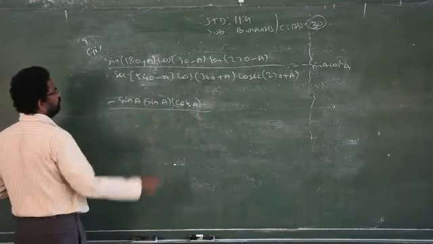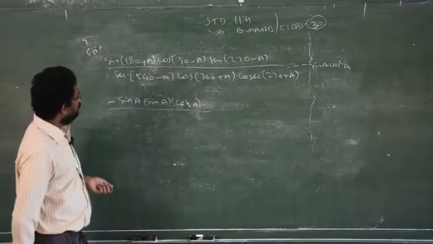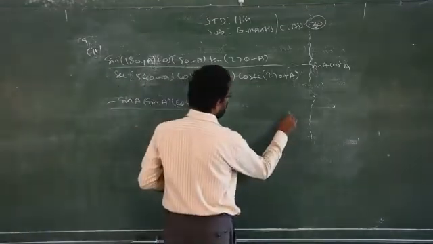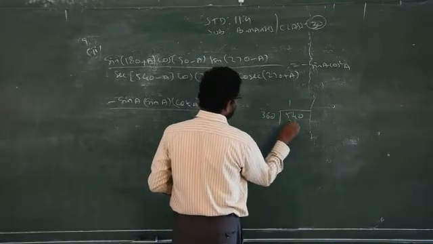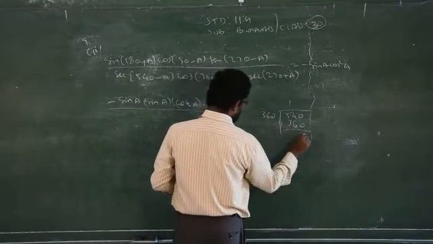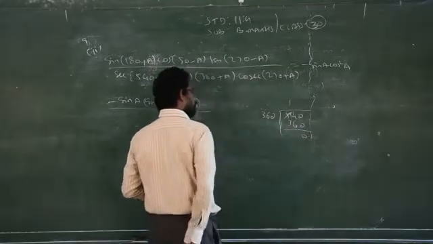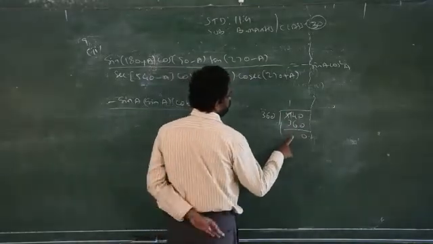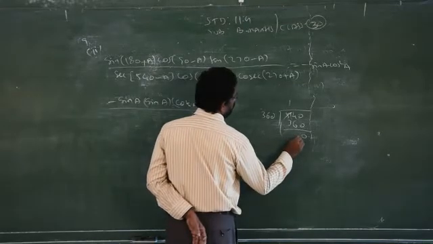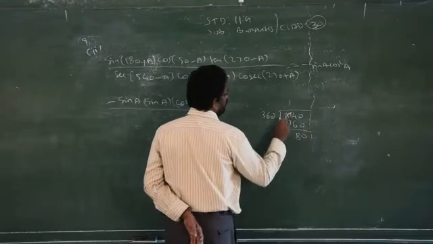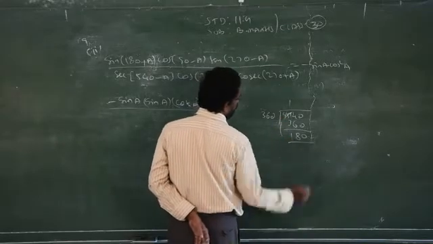Then again 540. How to write 540? You divide 540 by how much? 360. One time 360, that is 0. 14 minus 6, 8. So, 180.